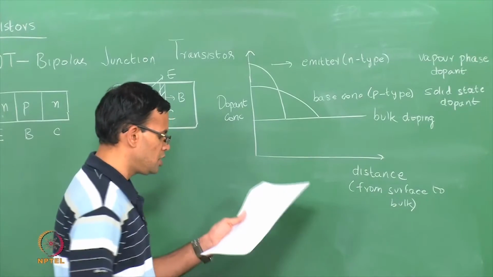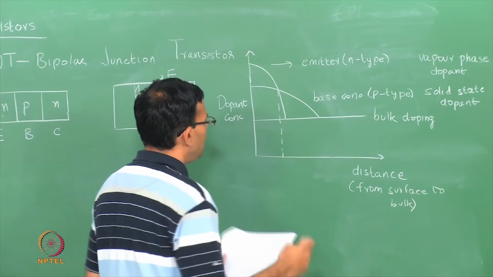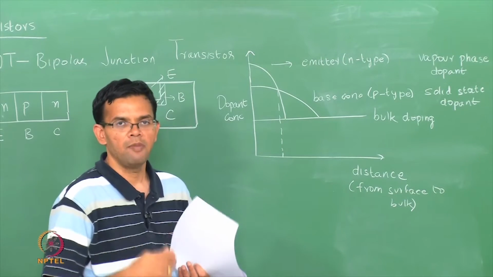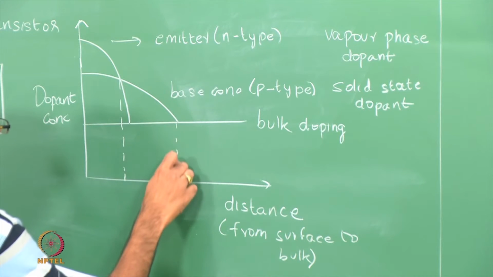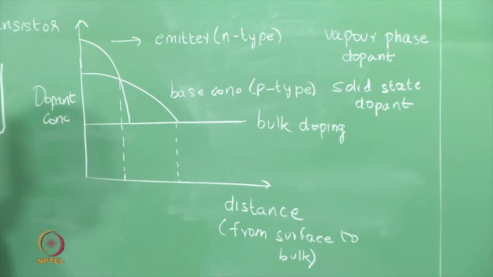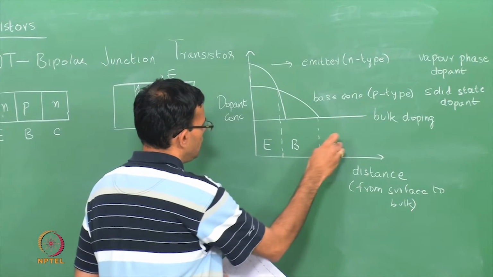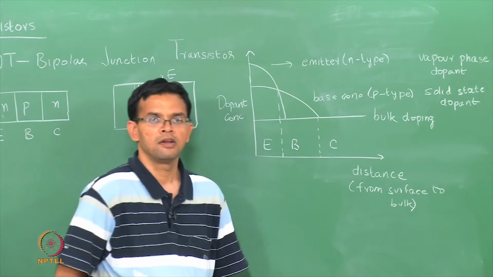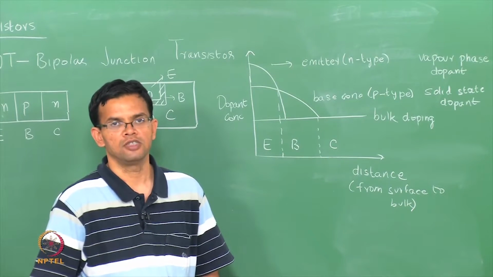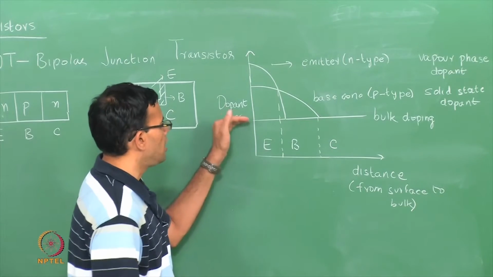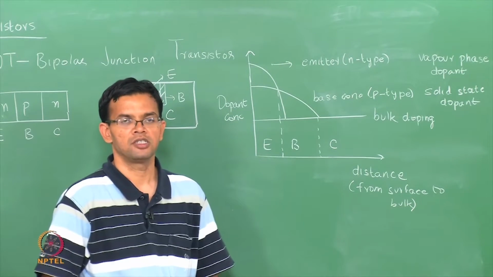So, the boundaries where these lines cross will define the width of the emitter, the base and the collector. So, we have your three regions: emitter, base and collector. Once again, by playing around with your diffusion concentrations and also the time, you can define the width of these individual regions.